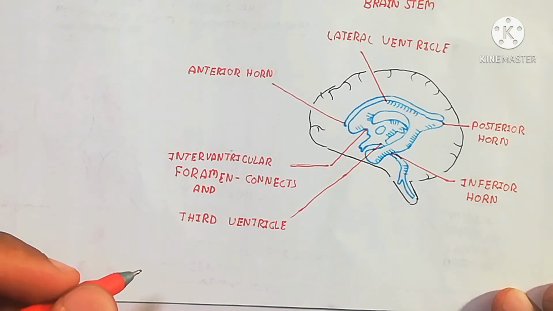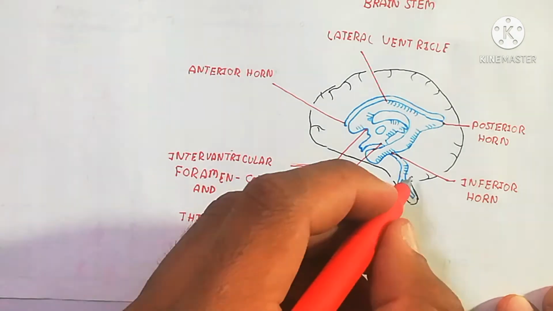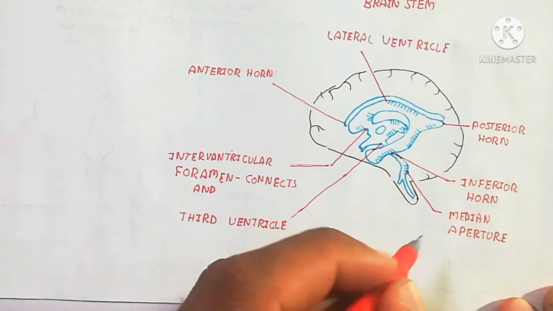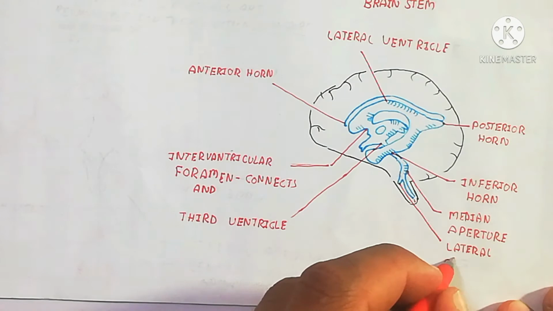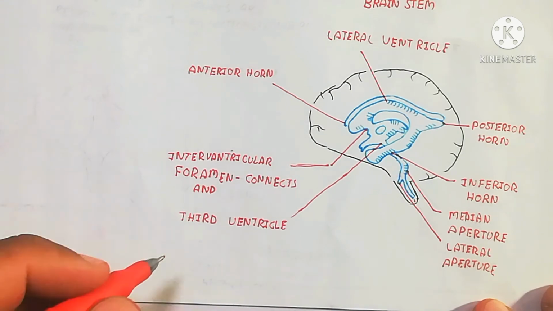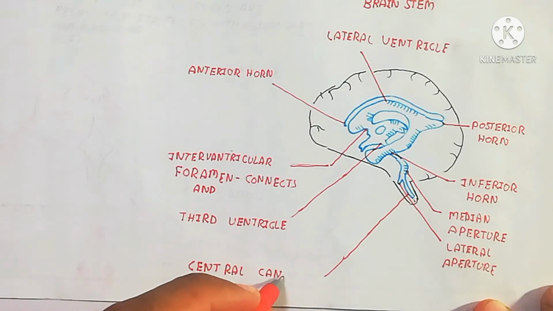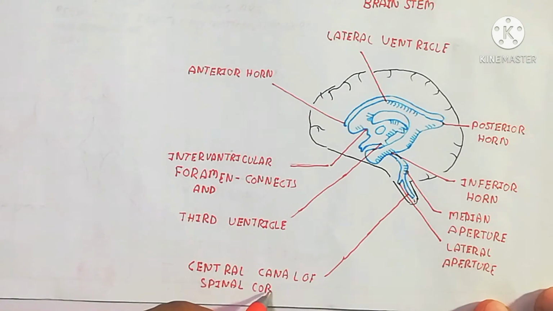The ventricle is very important for the extraction of fluid from the brain and the transport of fluid to the brain for normal activity. That is why the ventricle is important. Here is the median aperture, and here is the lateral aperture. We will discuss the dorsal view of the brain so you can understand as well. The important thing here is the central canal of the spinal cord, which goes into the spinal cord and converts into the neural canal.